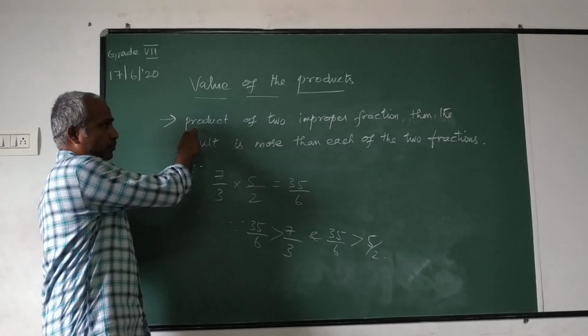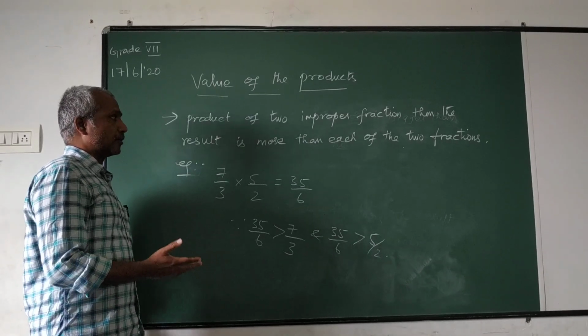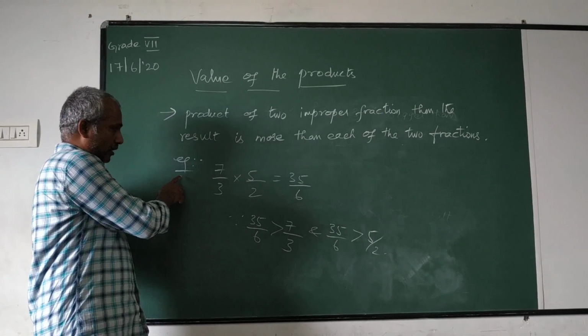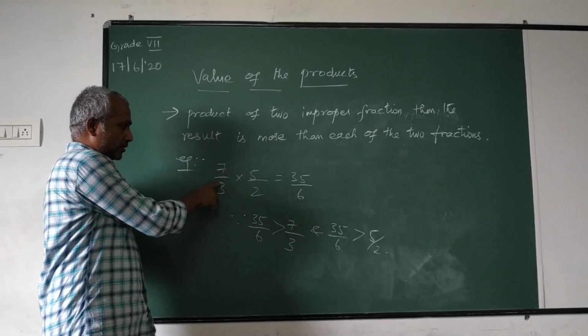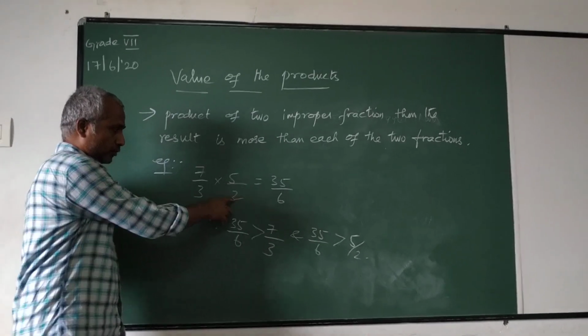Next key point is the product of two improper fractions. The result is always more than each of the given two fractions. I am giving one example for that. 7 by 3 is one of the improper fractions. Another improper fraction I have taken is 5 by 2.